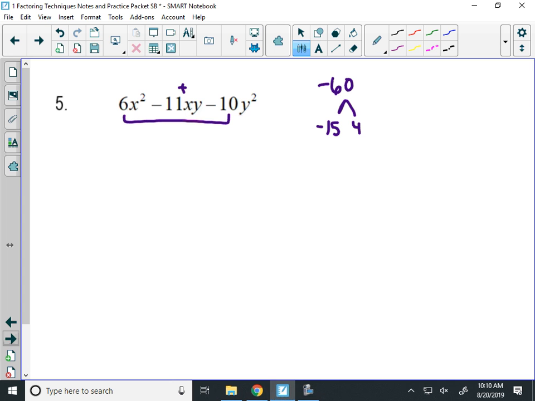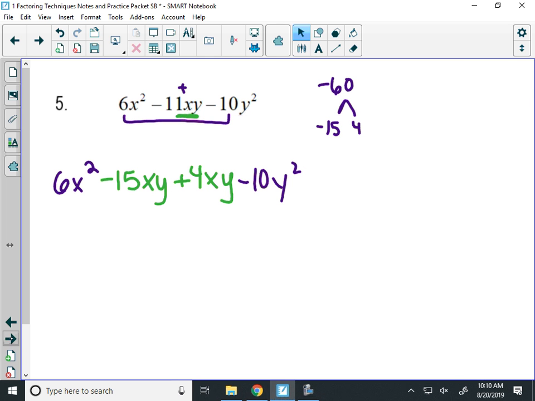Okay. So I'm going to split the middle here. I'm going to take my 6x squared, and then my last term is -10y squared. And when I split the middle here, what variables go with the -15? X, y. Notice that the middle up here has an x, y. So when I split the middle, I still need the x, y there. So I have -15xy plus 4xy. Because those 2 middle terms have to add to -11xy. And now we group like we have been.